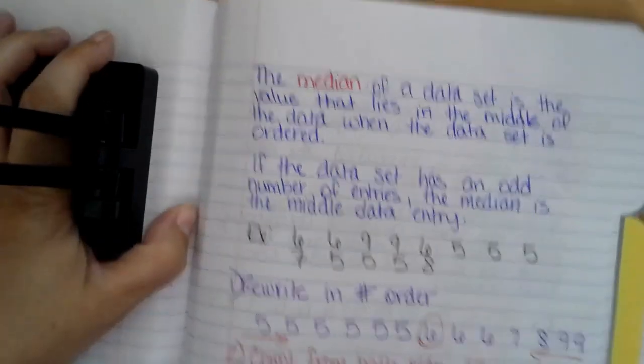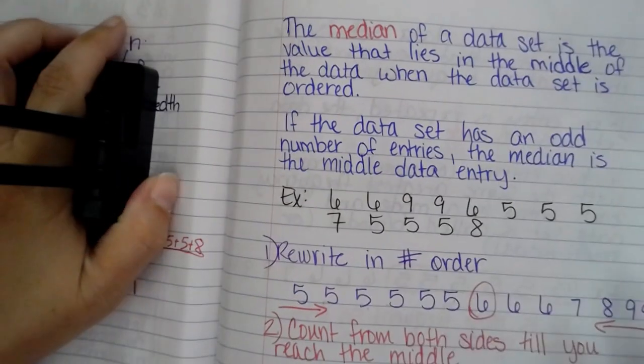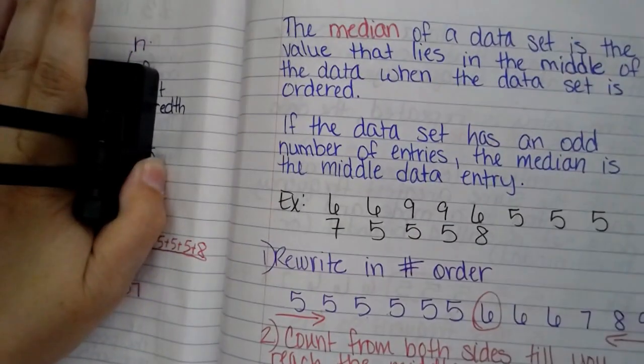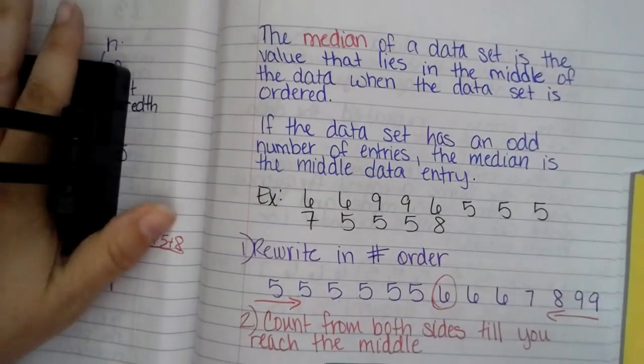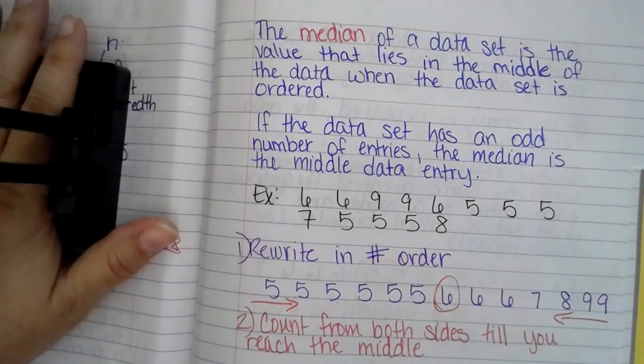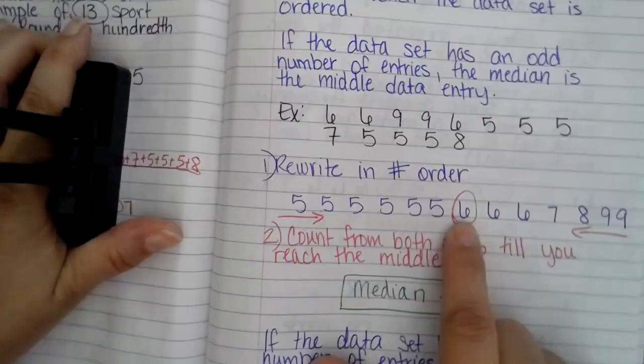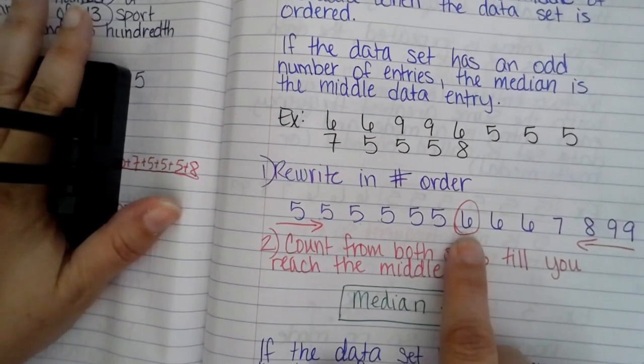So the next data notes is about the median. We just discussed how you can get it on the calculator, but here's how you would do it by hand. The median of the data set is the value that lies in the middle of the data when the data is set in order from least to greatest. If the data set has an odd number of numbers, the median lands directly on an actual data point, like right here we have it landing right on 6.